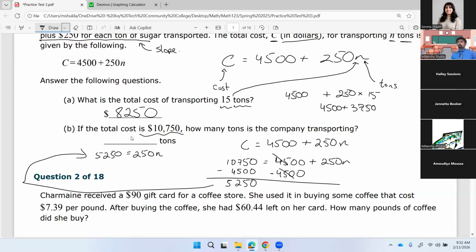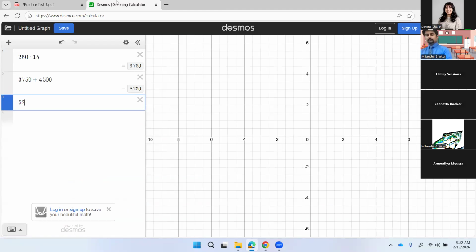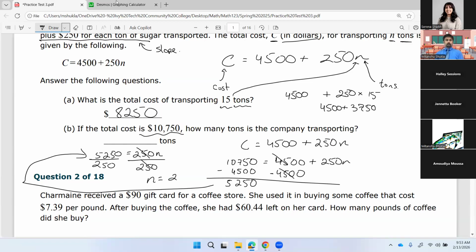Yeah, very good. So the 250 and the N are being multiplied together. And if I want to undo multiplication, I need to divide. You got it. So N is going to equal 21. That means that if the cost is 10,000 bucks, 21 tons of sugar need to be transported.